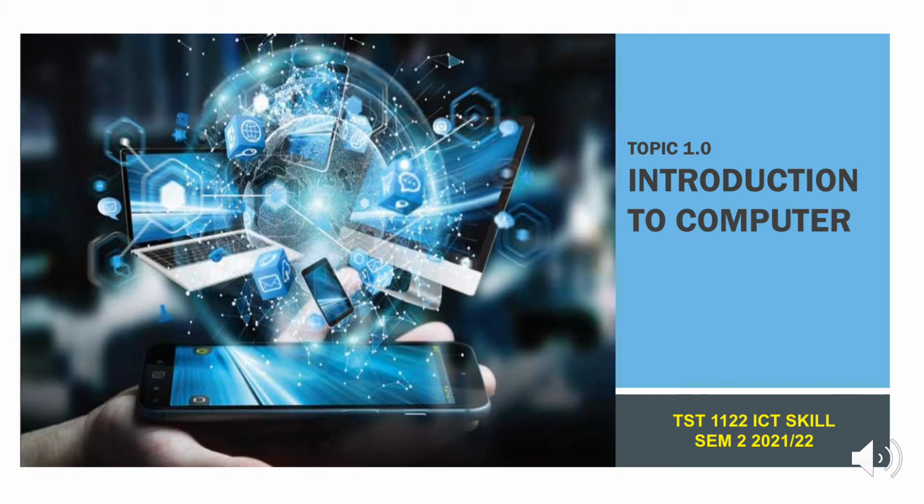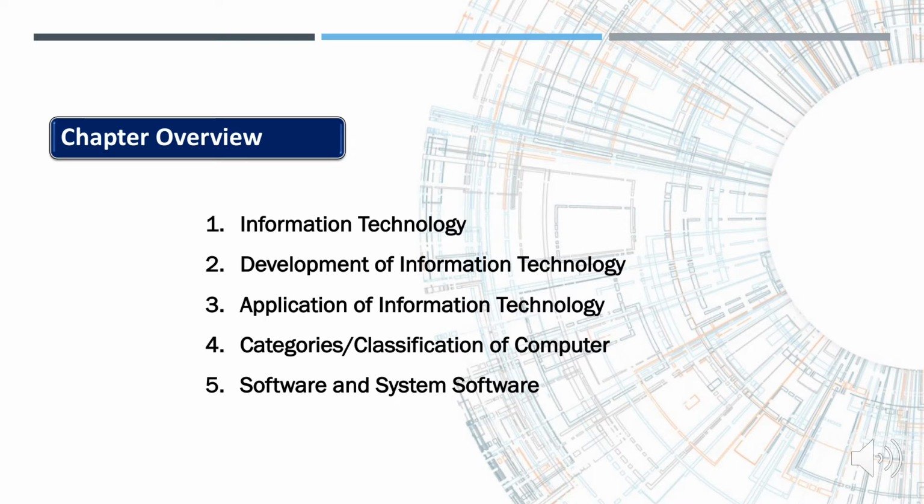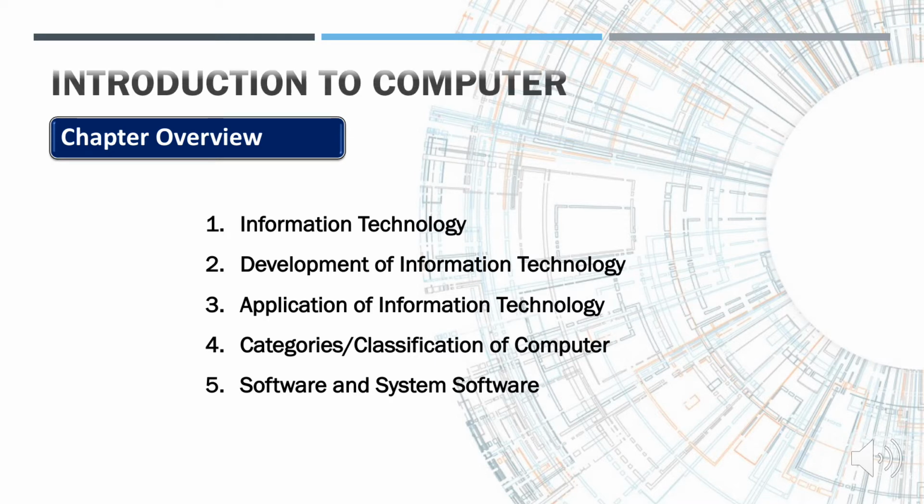Okay, for this topic, we discuss information technology, the development of information technology, the application of information technology, the category and the type of a computer, and also the software and system software.